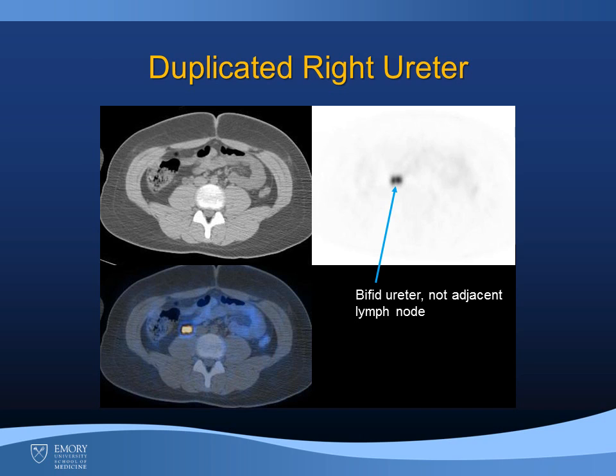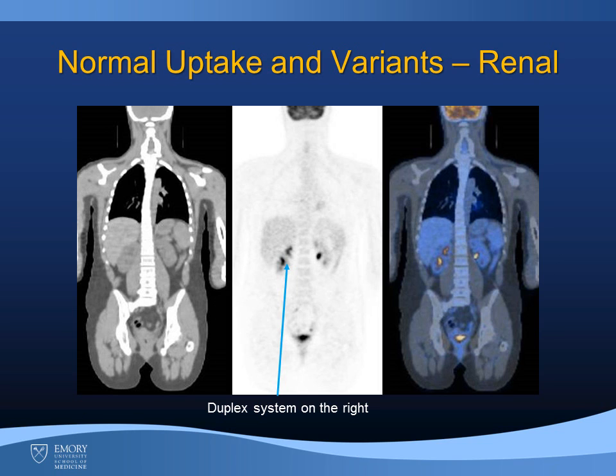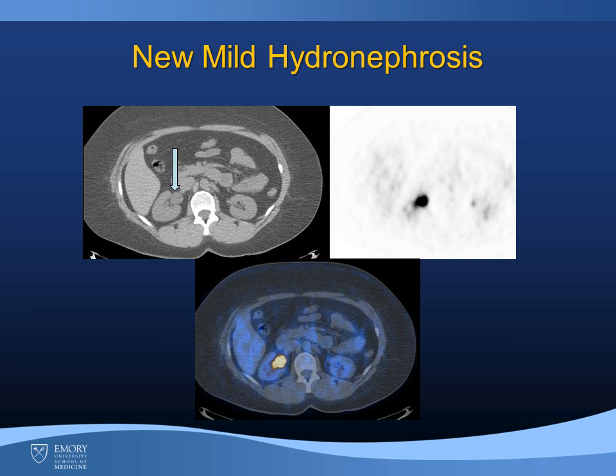Here we have a duplicated right ureter. How do we know that? Well, when we look at the coronal images, it's very obvious. Here is a duplicated system in the right kidney. And it's common to see a little holdup of radiotracer where the ureters cross over the iliac vessels. So that is just activity within a ureter, not a lymph node.